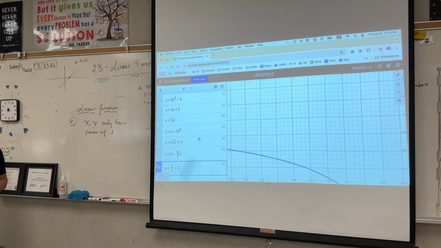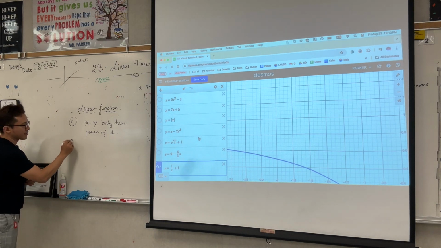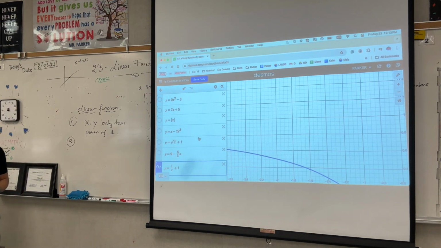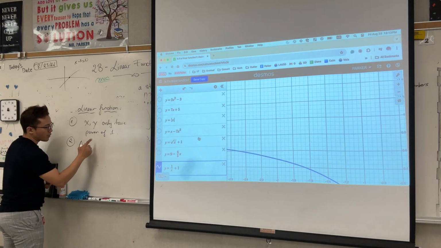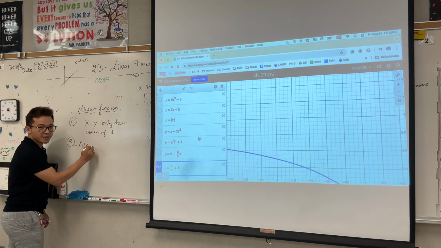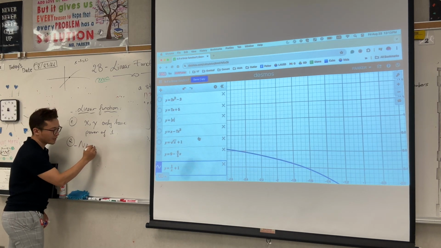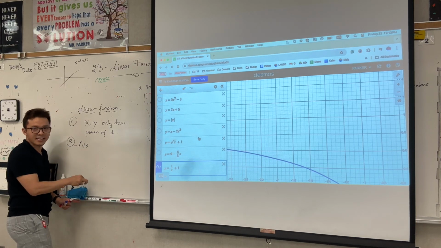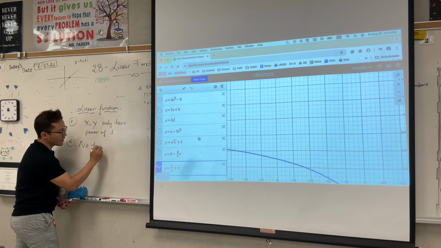Or the power of X and Y are 1. Just write it first. I'm going to take care of that for you. So combine the answer from Dante. No exponent, right? This is on power of 1. That means no exponent already. No square root. I'm going to write no fancy on X.